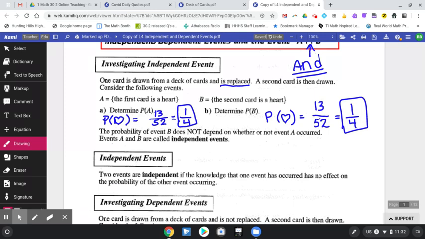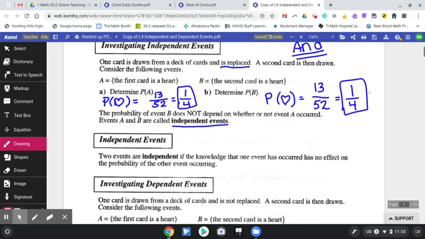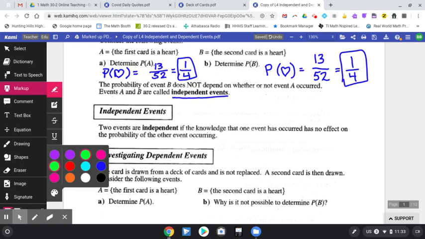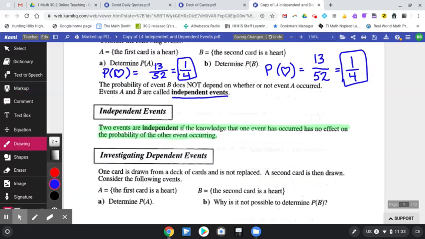So the probability of event B does not depend on what had happened with event A. Events A and B are called independent events. Okay, and then you've got a little definition there. Independent events. Two events are independent if the knowledge that one event has occurred has no effect on the probability of the other event occurring.